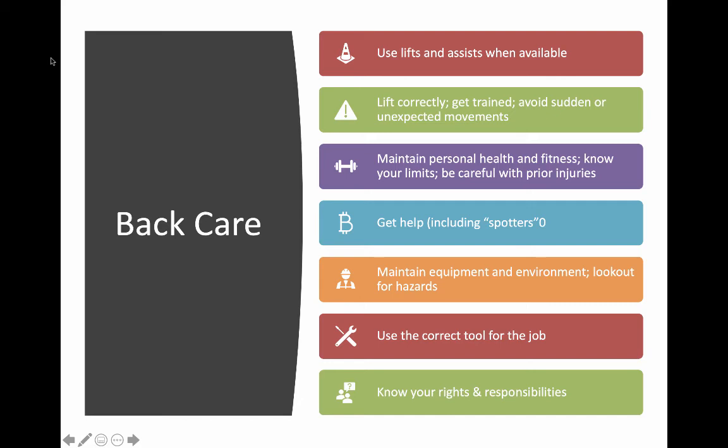So use lifts and assist when available to you, and understand if you do have to use a physical manual lift, get trained in how to do that. There's often nuances or differences for specific individuals. For example, some people need 3 individuals to lift them, or there's specific positions on the body. Avoid sudden or unexpected movements.